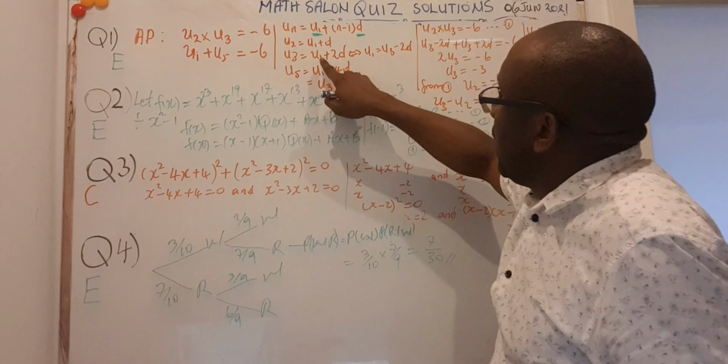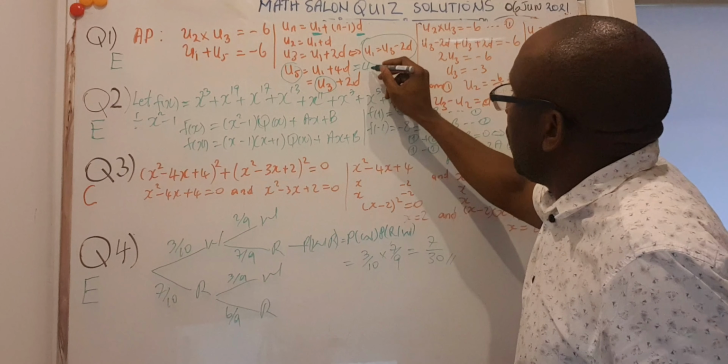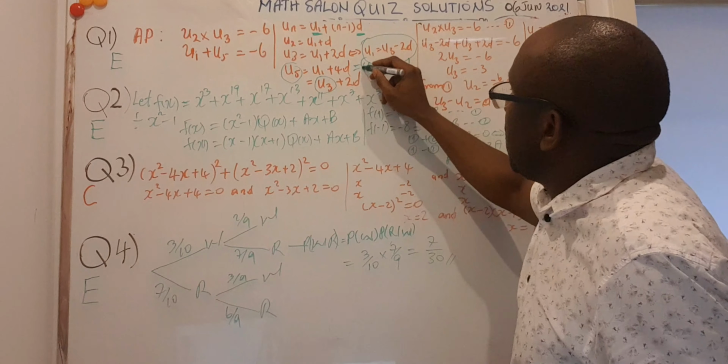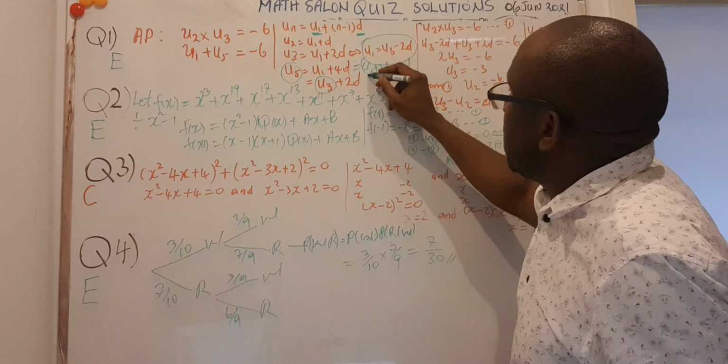I can also look at u5. u5 is u1 plus 5 minus 1, that is 4d. But I can play around: this can be u1 plus 2d plus 2d. But u1 plus 2d is u3, so I replace it there, because this can be written as u1 plus 2d plus 2d. So this part becomes my u3.